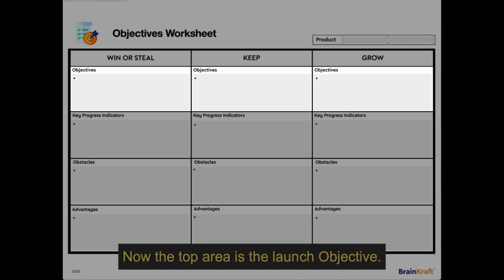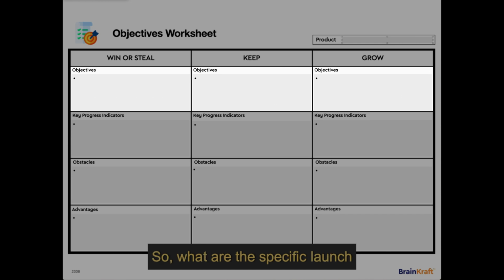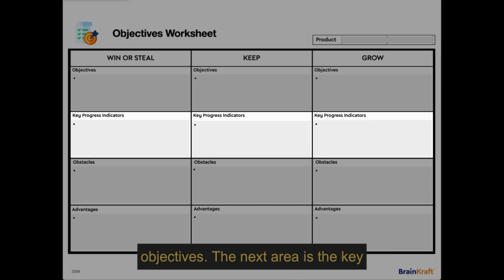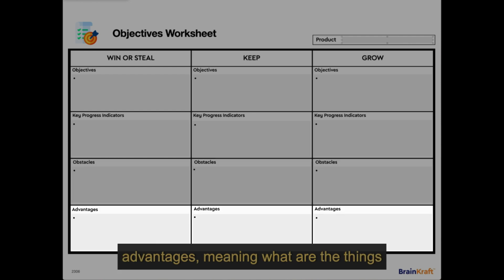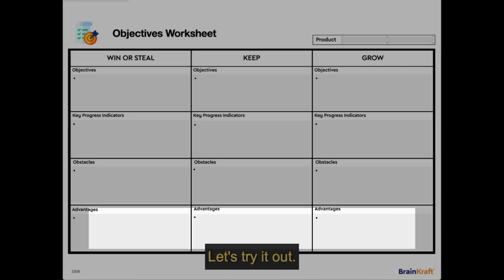Now, the top area is the launch objectives. So what are the specific launch objectives? The next are the key progress indicators. What are the objective measures of progress? How do we know that we're working toward the objectives we've defined? Below KPIs is obstacles, meaning what are the things that'll get in the way of achieving the defined objective? And the final area is advantages, meaning what are the things that we can leverage in order to help us accelerate achieving our objectives? Let's try it out.